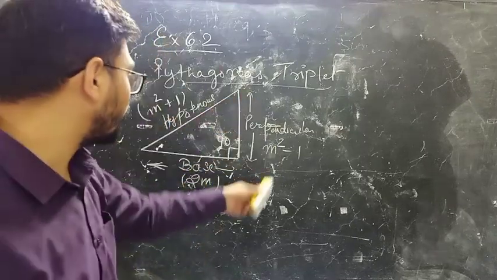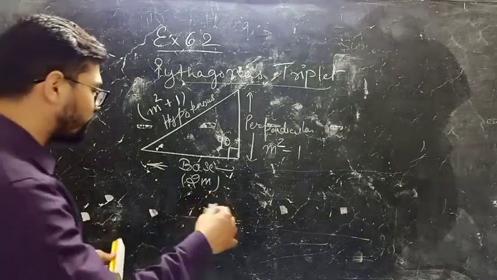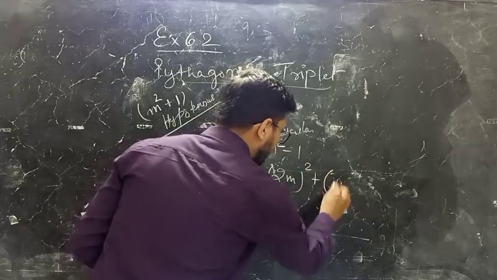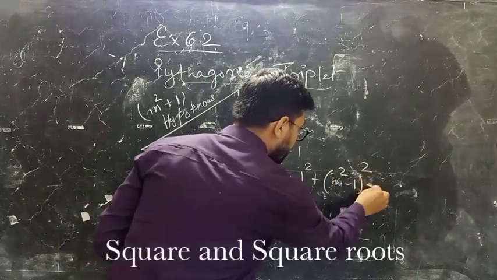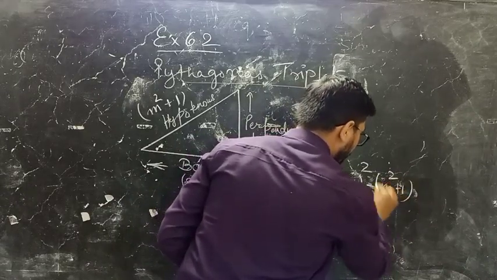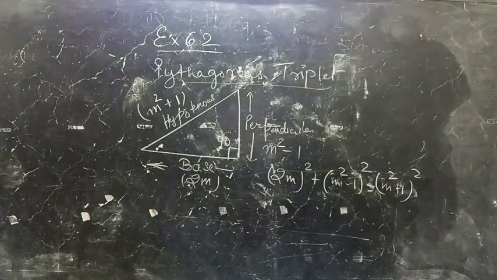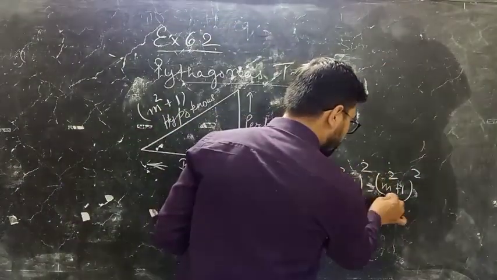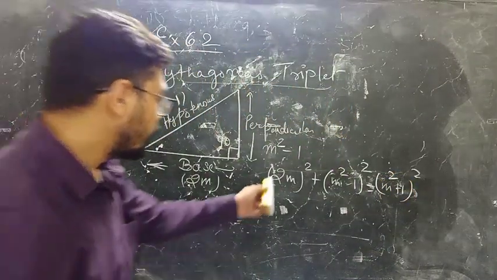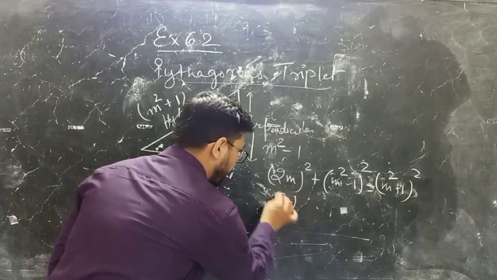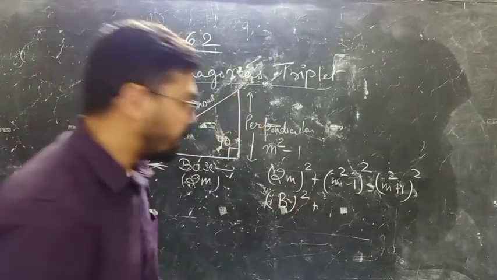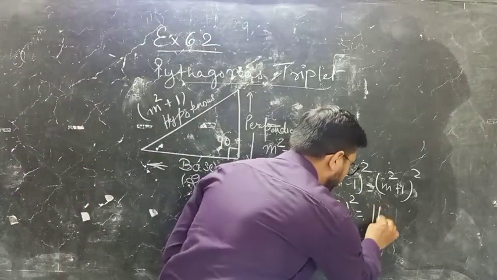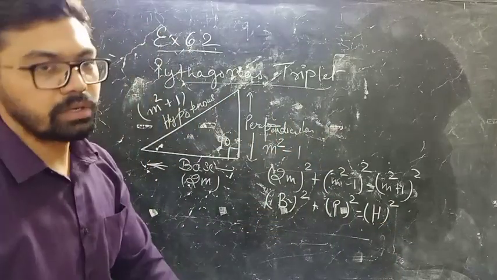But before that, please note these things down fast. Then I'll explain how you can verify that (2m) square plus (m square minus 1) whole square is equal to (m square plus 1) whole square. Here 2m is the base, so base square; m square minus 1 is the perpendicular, so perpendicular square; and m square plus 1 squared is the hypotenuse square. So this is the Pythagoras theorem.